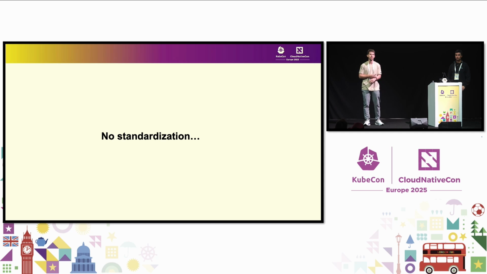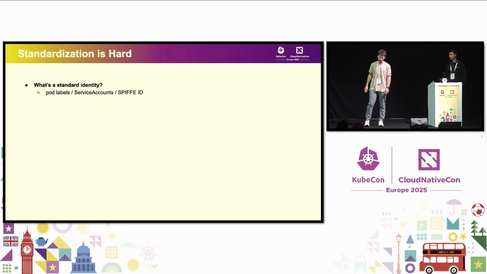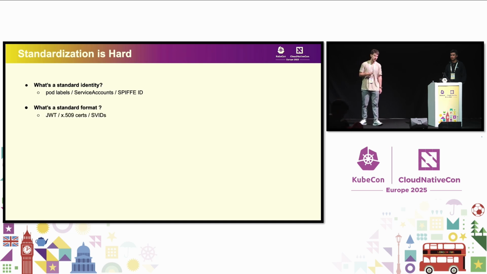How can we secure traffic within our network? But there's no standardization there. It's widely different. And why is there no standardization? Because standardization is hard. Now, where are the areas which we identified need more standardization? What's a standard identity? Is it pod labels? Is it service accounts? Is it SPIFFE IDs? What is a standard format?